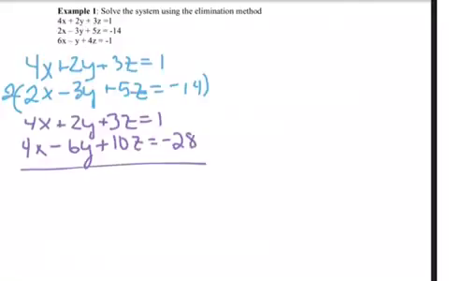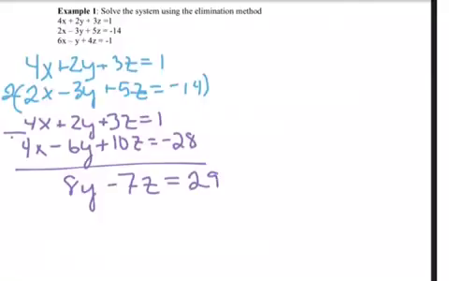So from here, I'm going to again decide whether I add or subtract to get the x's to cancel out. I see if I subtract them, 4x minus 4x will make the x's cancel. So then I have to subtract the rest of them. So I've got 2y minus negative 6y, so that's like adding, will give me a positive 8y. And 3z minus 10z is going to give me negative 7z. And 1 minus negative 28 will give me 29. So notice I don't get a y equals 5. I get an equation with 2 variables.